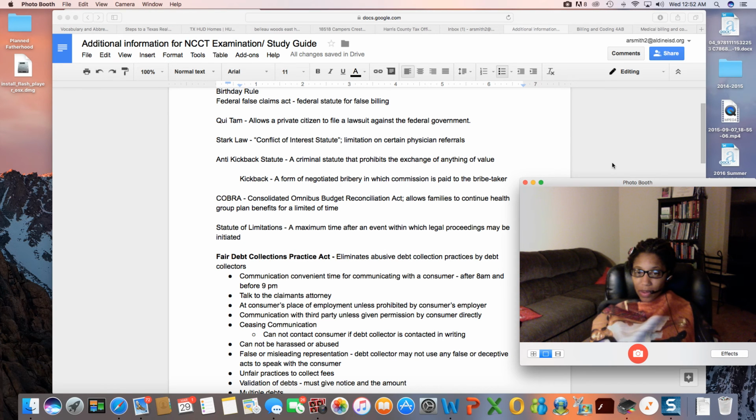False or misleading representation. The debt collector may not use any false or deceptive acts to speak with the consumer. So they cannot say that they're from your child's daycare center and then say, well, no, not really, I'm trying to collect some money from you. Or they can't say that you won a sweepstakes and then say, well, no, the sweepstakes is you owe me money. Nothing like that. They have to be upfront and honest, say why they're calling, what they want. No false or deceptive acts. They cannot use unfair practices to collect fees.